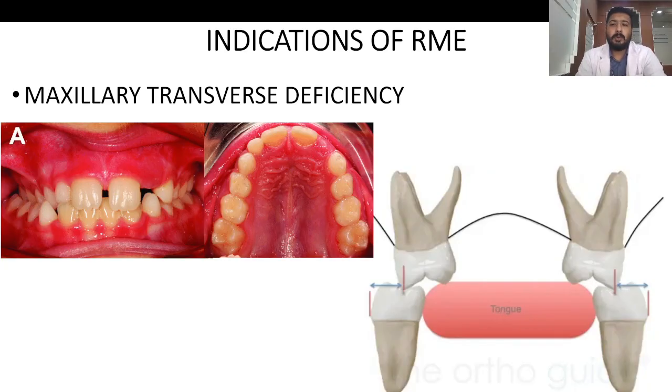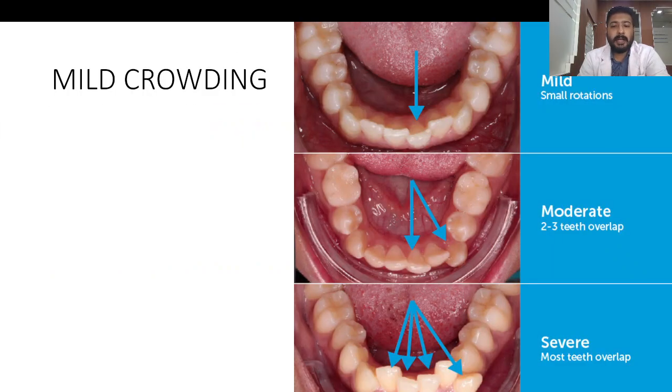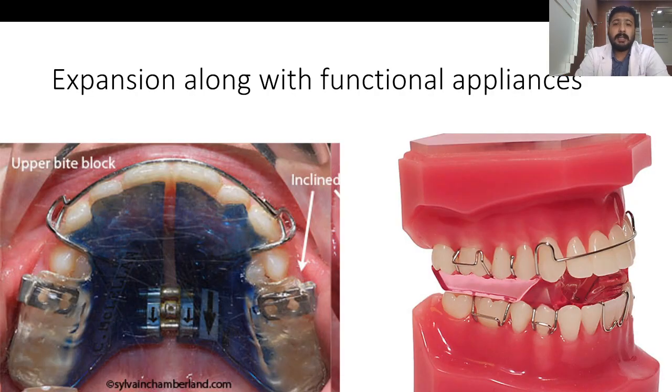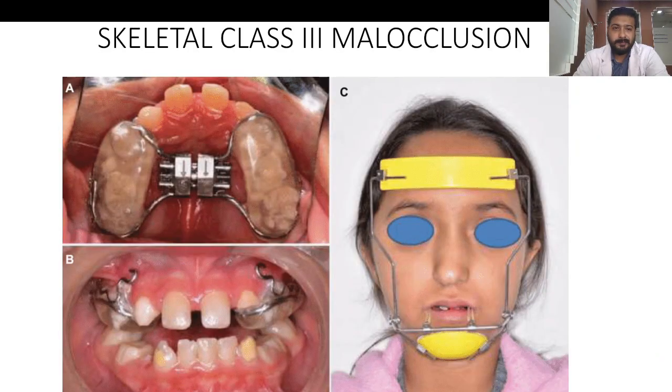So when do you do rapid maxillary expansion or transverse corrections? The main indication, like we said earlier, is maxillary transverse deficiency. Maxillary transverse deficiency is clinically seen as crossbites, where you don't have proper intercuspation in the transverse plane. Second would be to correct mild to moderate crowding. Third would be expansion indicated with functional appliances. The fourth one is skeletal correction.